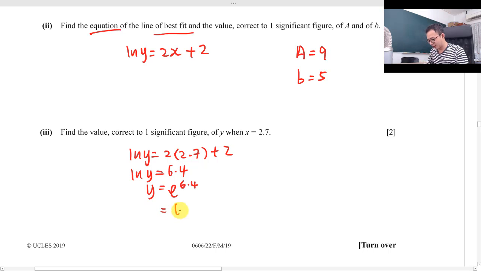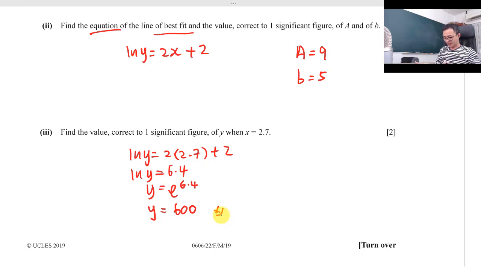So yeah, I will get 600 for y. I hope it is correct, even though it looks a little bit weird here. Yeah, but it should be correct here. So of course I have the marking scheme with me here, so I just quickly check the marking scheme to make sure I did everything well.